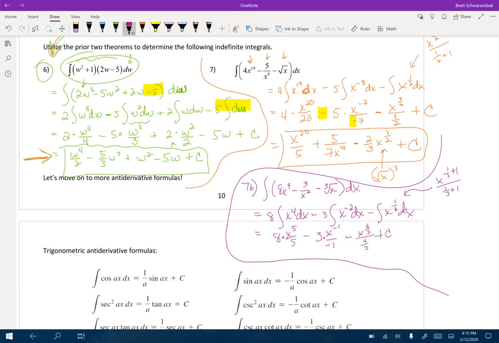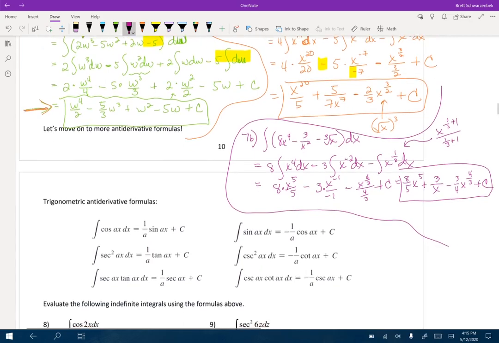Okay, the only thing left to do is to simplify. What do we get? We get 8/5 x to the 5th. Remember these minuses become plus, so we get plus 3, and then the x goes to the denominator, so we get 3 over x. And then remember this 4/3 becomes 3/4 in the front, x to the 4/3 plus c. So that would be the result. A little bit of an extra problem, just in case you want it. If you don't need it, you don't need it, and that's okay.